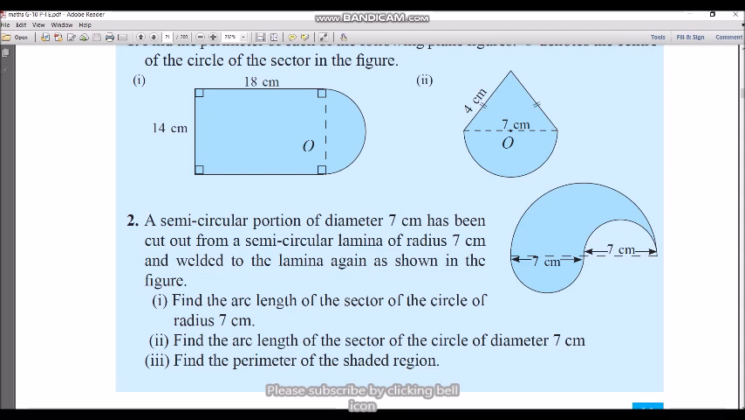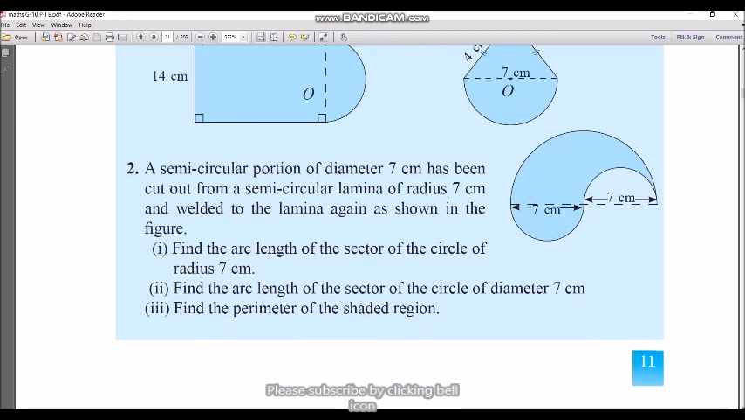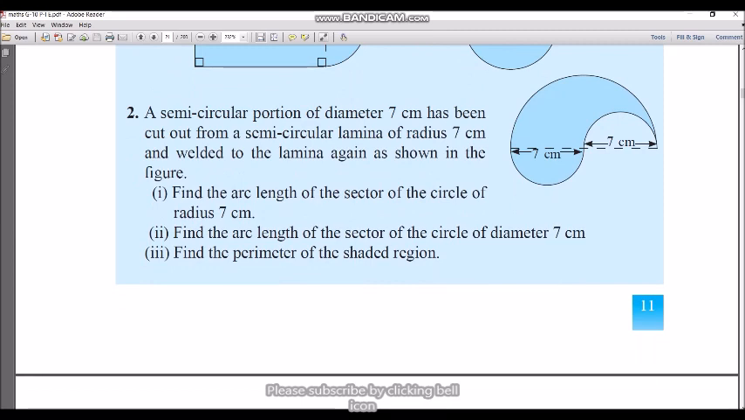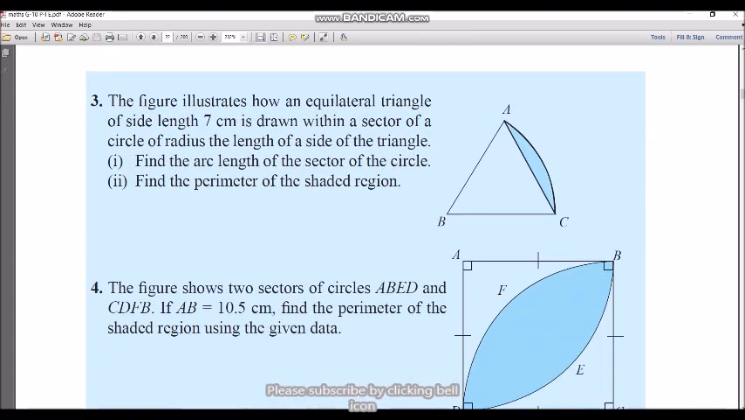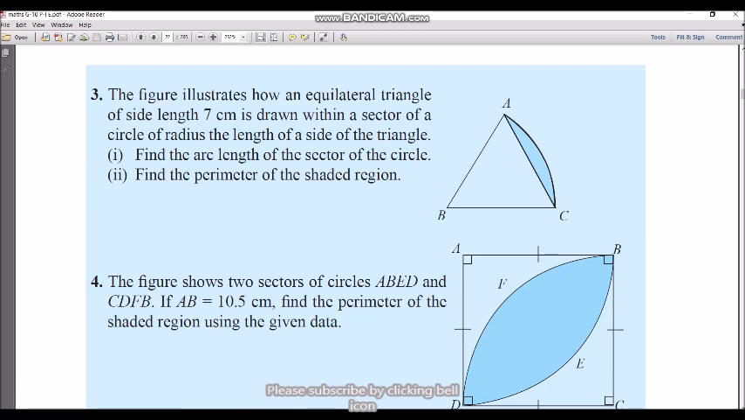The two sides of the triangle are equal, so 4 plus 4, and the arc length of a semicircle. The second question is also a very simple one, and we can prove some theory also, but in this question they are not using it to prove that theory. So we just have to calculate the arc length of the sector of the circle with radius 7 and diameter 7. And then the third one is also very simple.